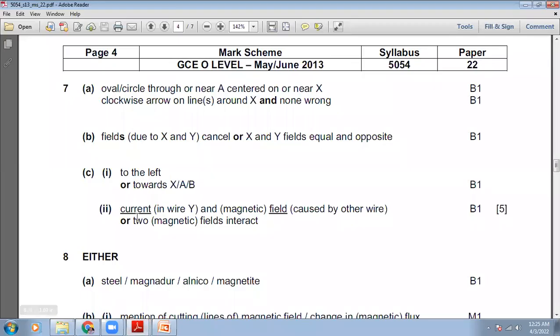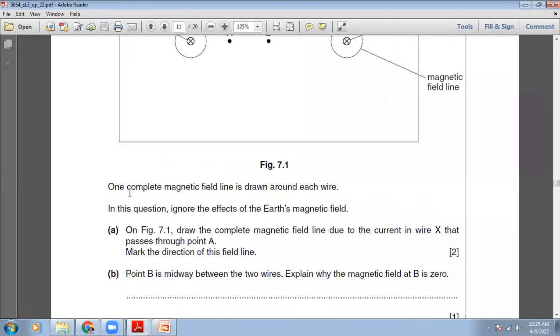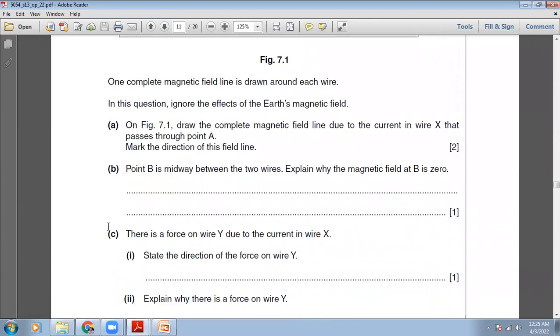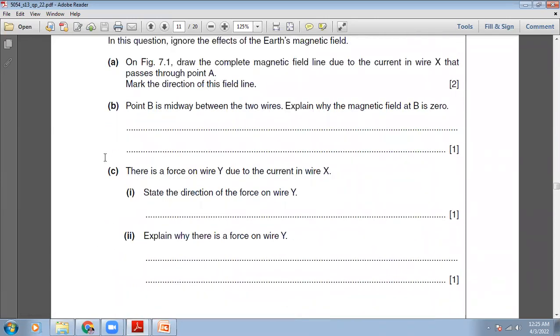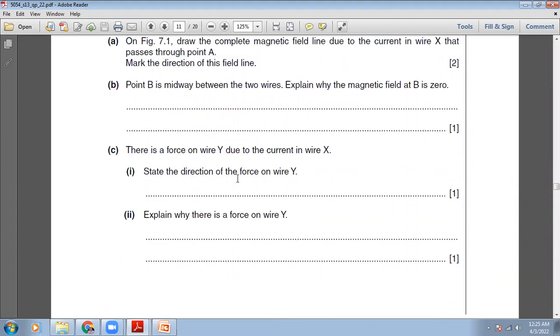Okay, so let's have a look. Opposite, yes, that is what we have written as the answer. Then the next question is: there is a force on the wire Y due to the current in the wire X. State the direction of the force on the wire Y. Explain why there is a force on the wire Y.